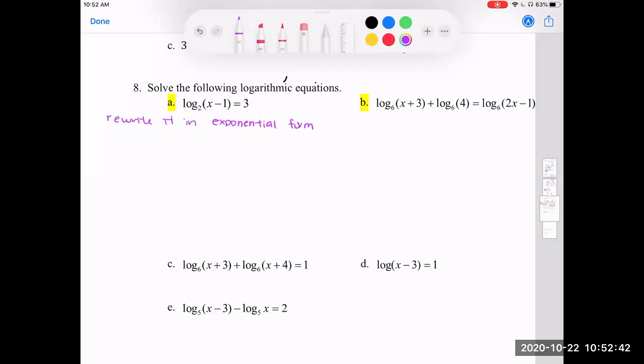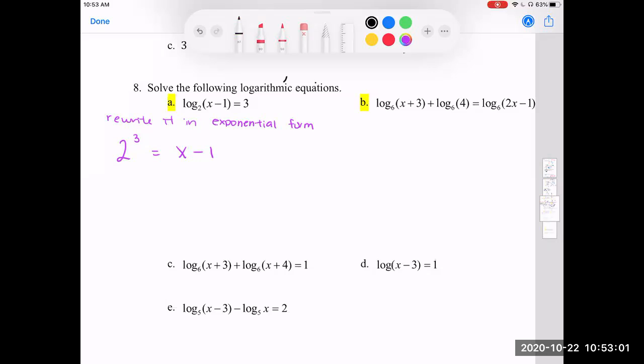So that's like our example. I think it was problem number 5 where we just had to rewrite it. Let's just rewrite it. This would be 2 to the third power equals x minus 1. Okay, can we do that? Yeah, that's something we can do. All right, now let's go ahead and work it out.